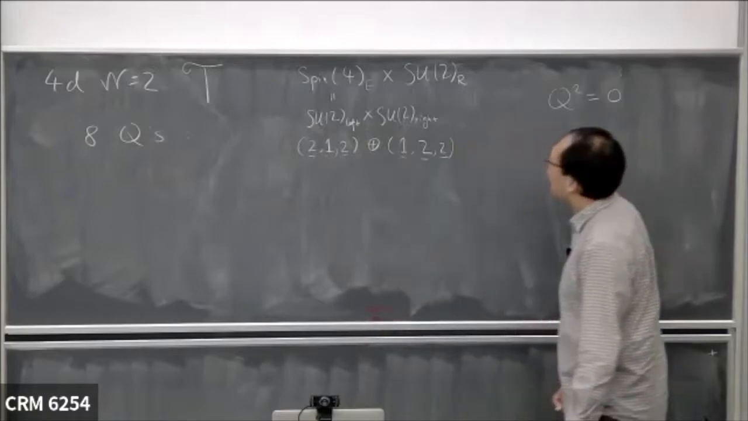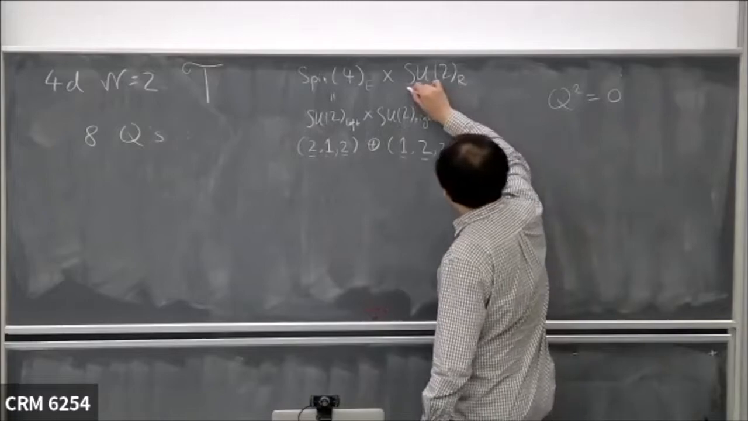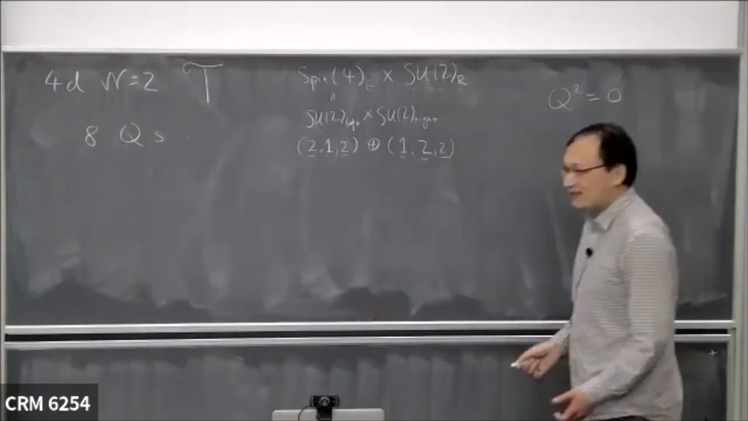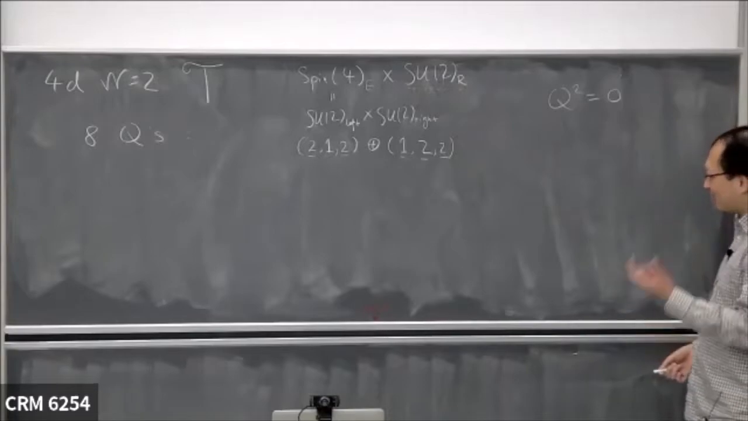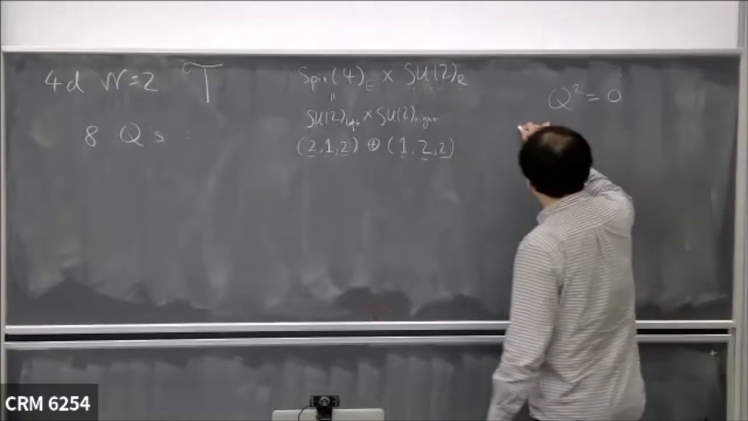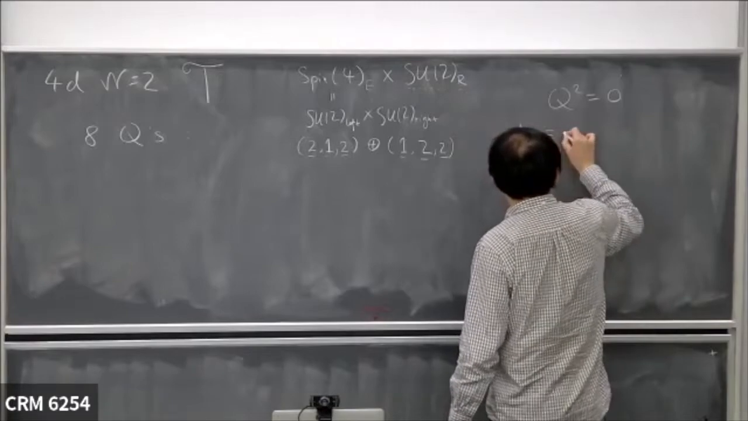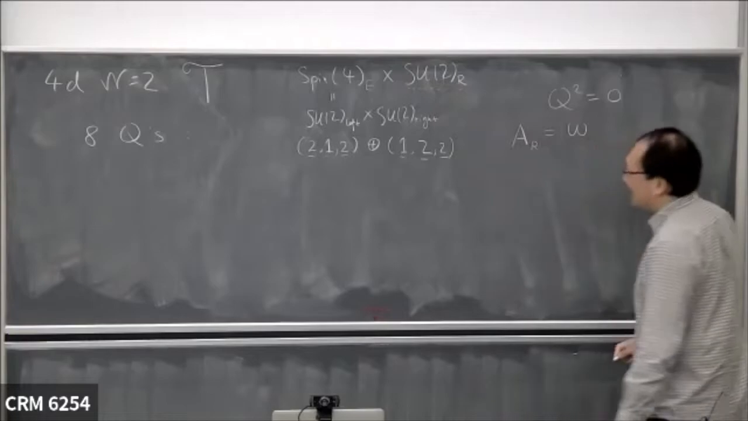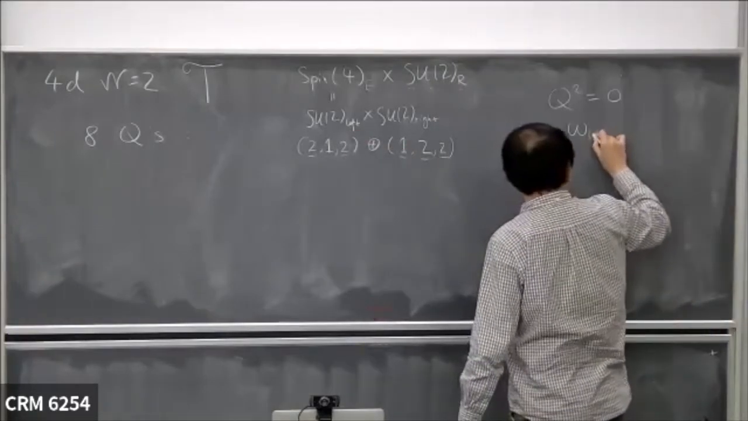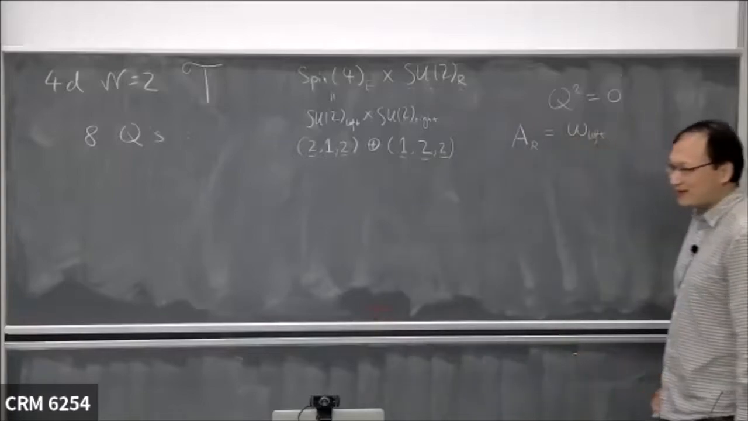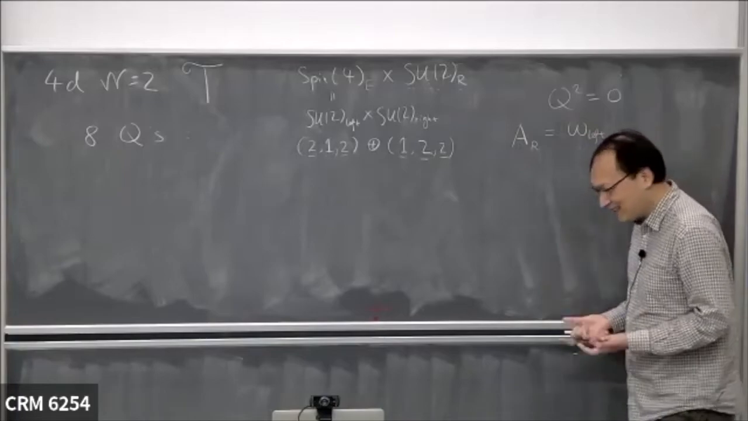But Witten came up with a very clever trick. He noticed that one can turn on some backgrounds for this SU2 at level R, turning on some fluxes and some connections. In particular, if you turn on a connection such that it's the spin connection associated with, let's say, the left moving spinor bundle, then there can be a supercharge that is nilpotent.